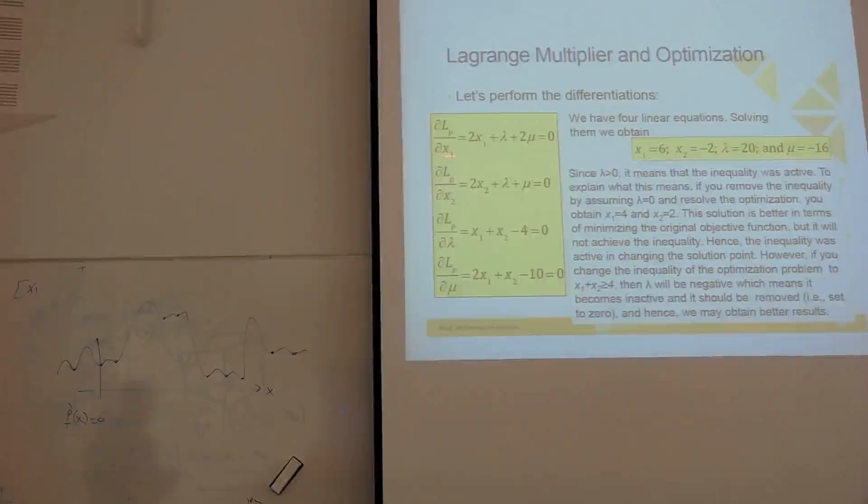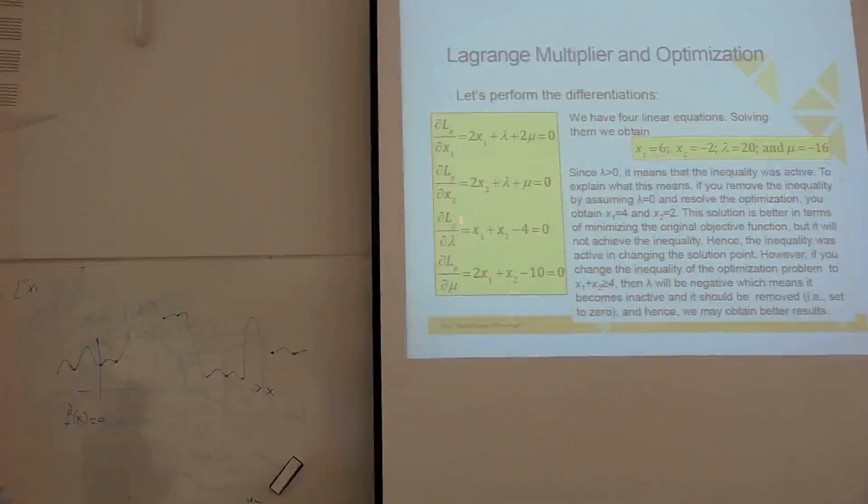In the same manner, we differentiate with respect to x2, with respect to lambda, and with respect to mu. Now we have 4 equations in 4 unknowns. We can solve them easily because they are all linear functions. When we solve them, we find that x1 equals 6, x2 equals minus 2, and lambda equals 20. It means that lambda is greater than 0, which is positive, so this inequality constraint is active, and mu equals minus 16.